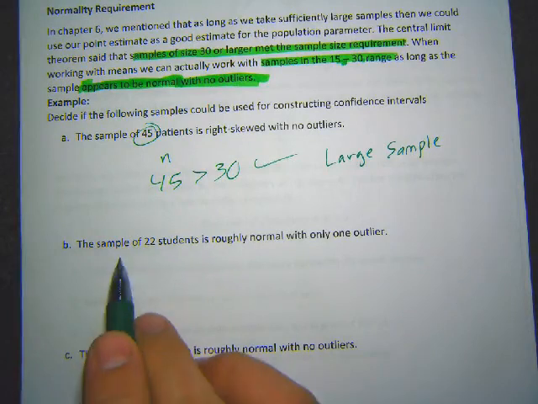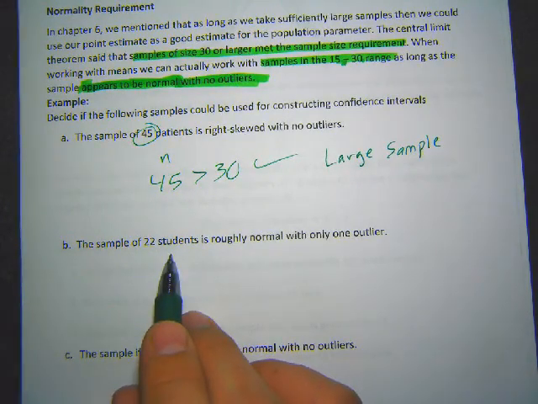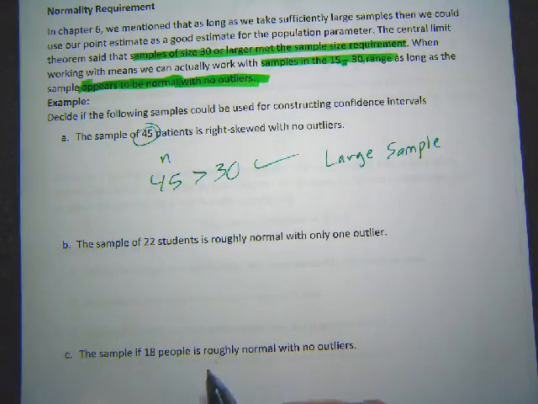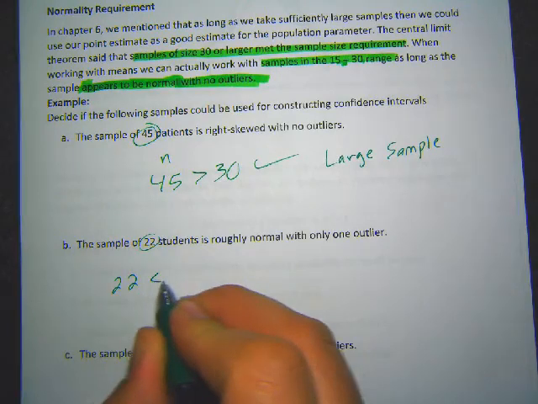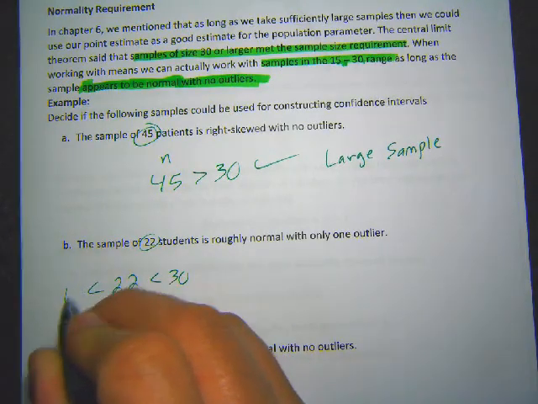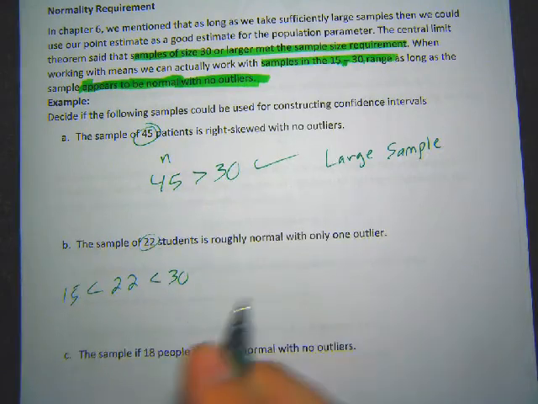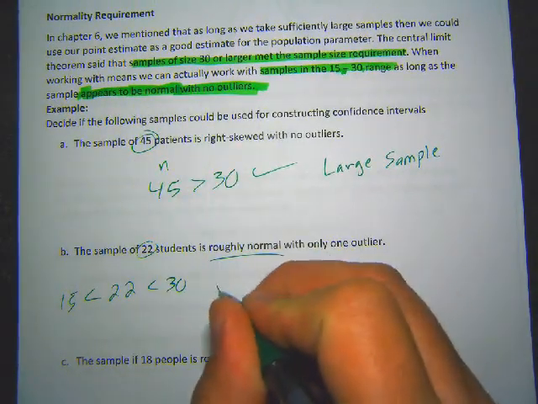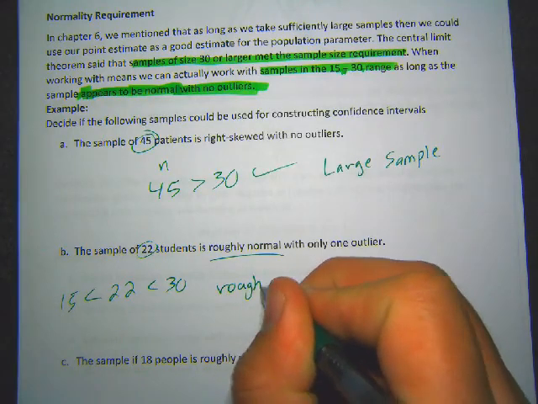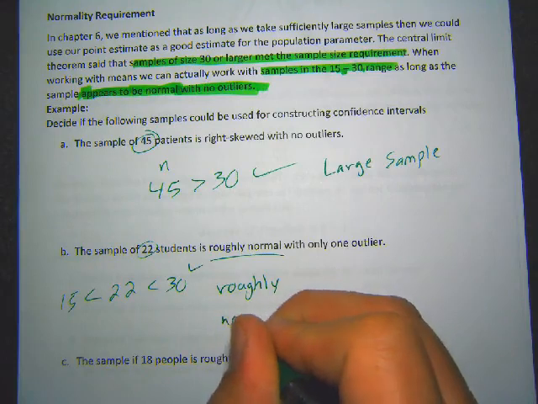Next thing, sample of 22 students. So notice this one, it's not bigger than 30 anymore, right? So this one, 22, is actually less than 30, but it is bigger than 15. So far that's okay. We're okay as long as we're between 15 and 30 if it's normal and no outliers. It does say it's roughly normal, so it is roughly normal, and that's good. So far so good. We got between 15 and 30, roughly normal.